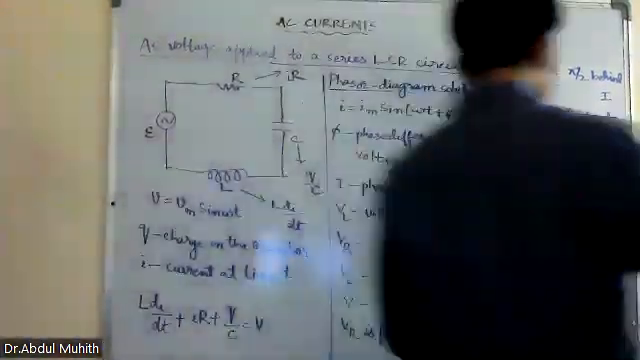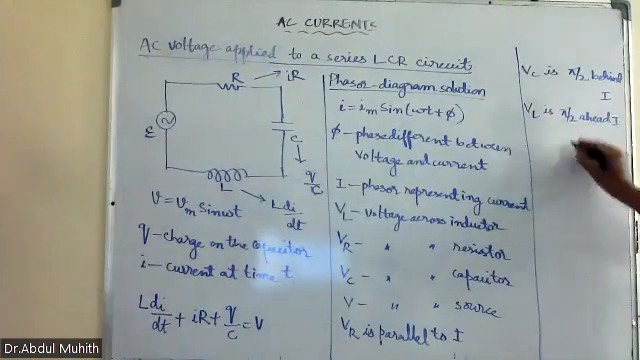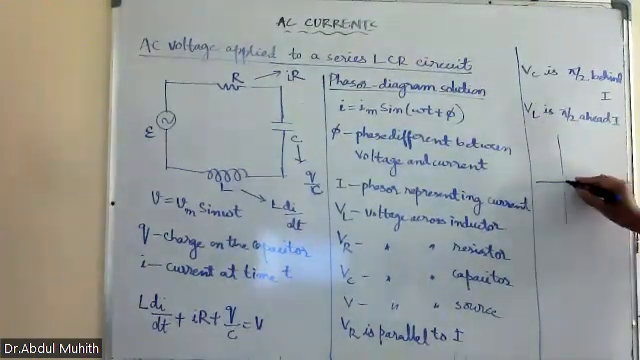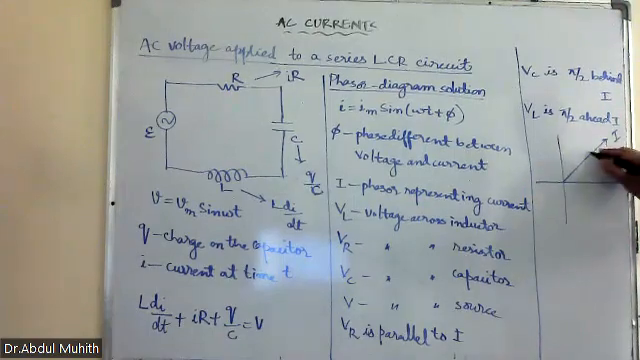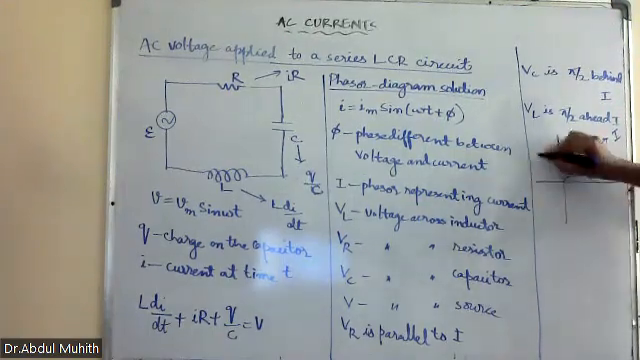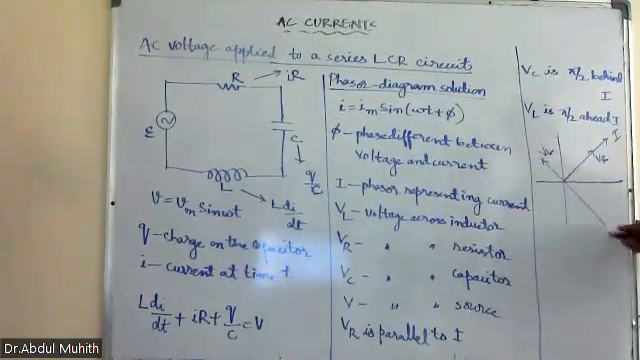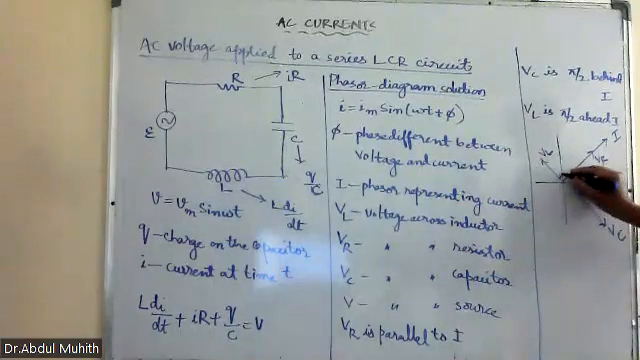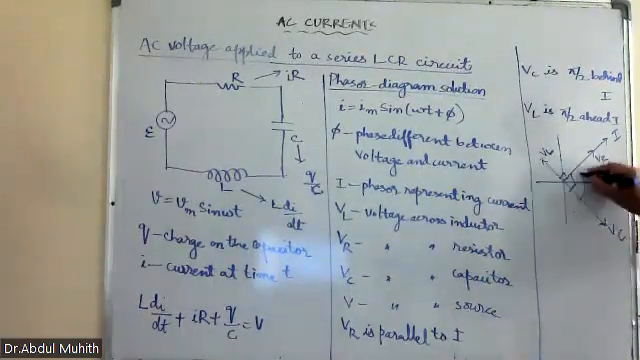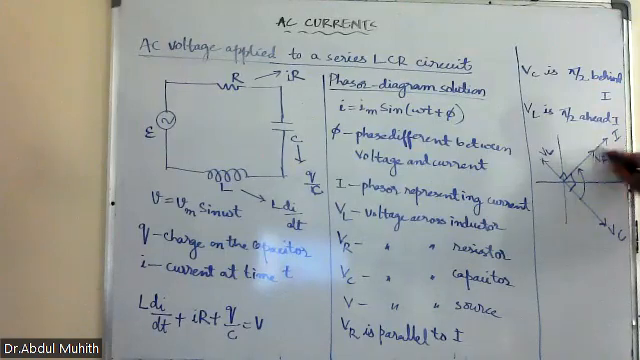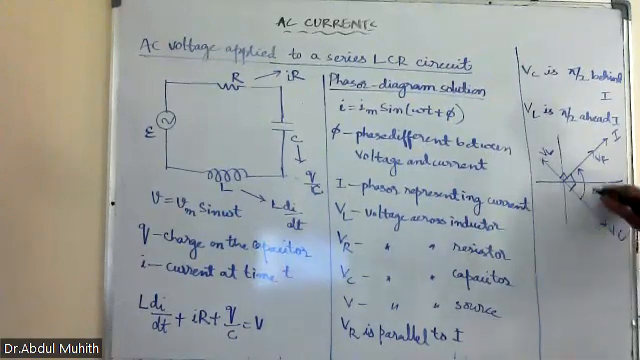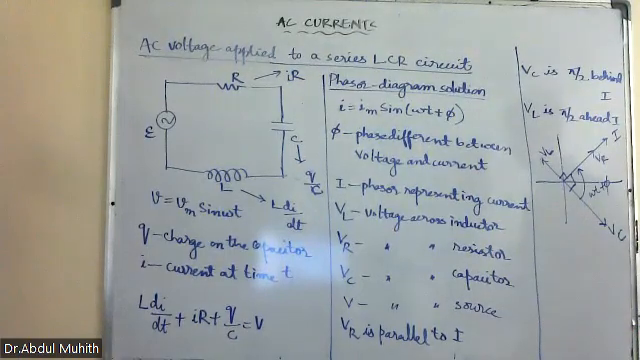Now see here, this is the current, this is the VR, this is VL, and this is VC. This is 90 degrees, and again this is also 90 degrees. Because this is the voltage actually, this is the final current; we are comparing with the final current. So this is omega t plus phi. This much is the phase difference. Clear? Is it clear?